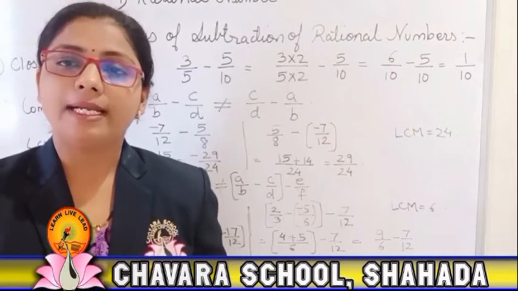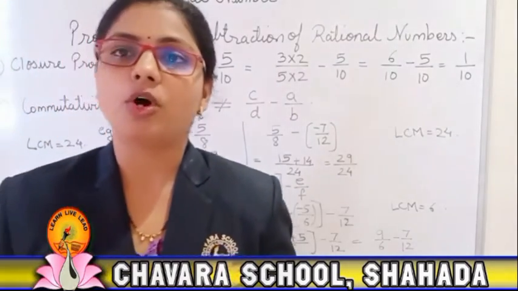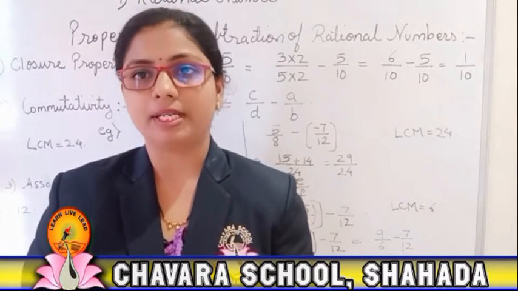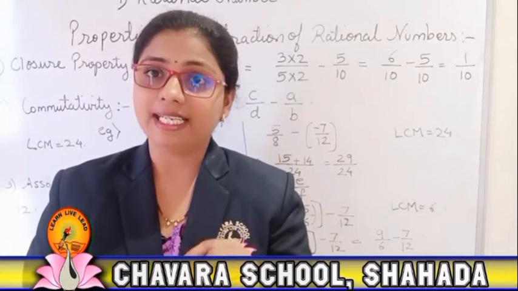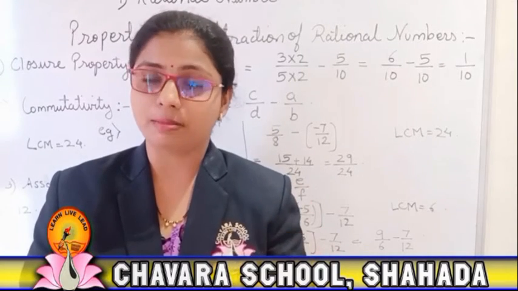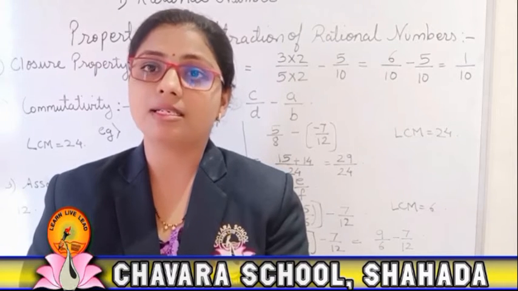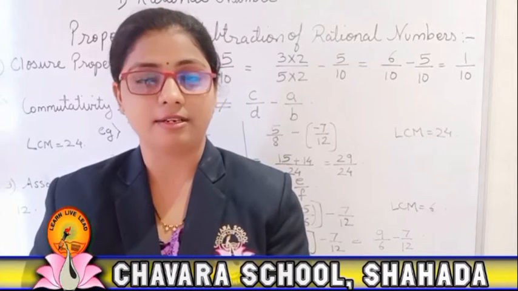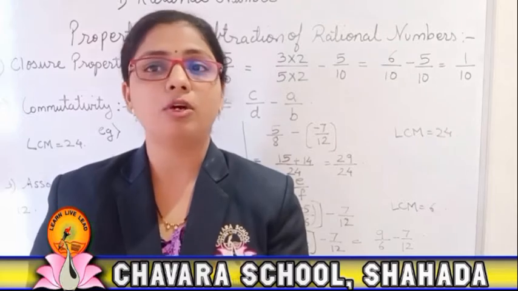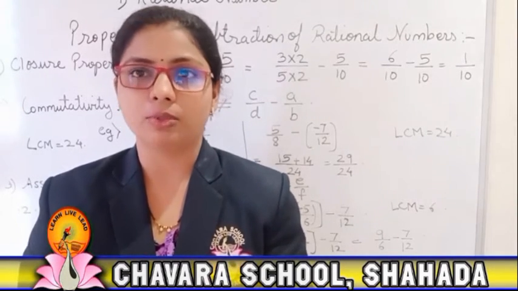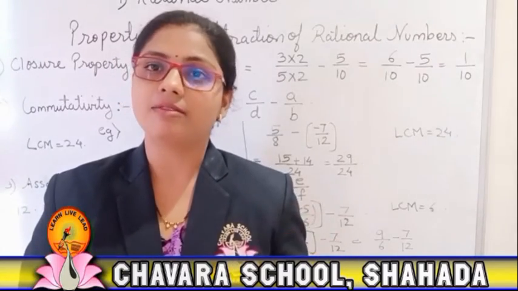So now let us go for the different properties of subtraction of rational numbers. The first property is the closure property. It tells us that when two rational numbers are subtracted, we get the answer as a rational number itself. It may be a negative rational number or a positive rational number, but the answer will always be a rational number only. So for that we will have an example.